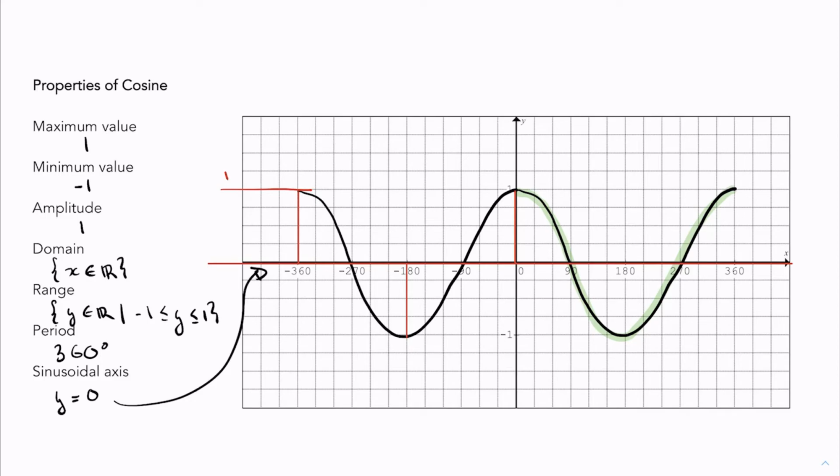That's this guy here. Again, think of it as the line in which the graph reflects. If I were to move that line up here, that's not very symmetrical. Or if I move it down here, again, not very symmetrical. Right in the middle is where it looks nicest. And there are some of your basic properties of the cosine graph.